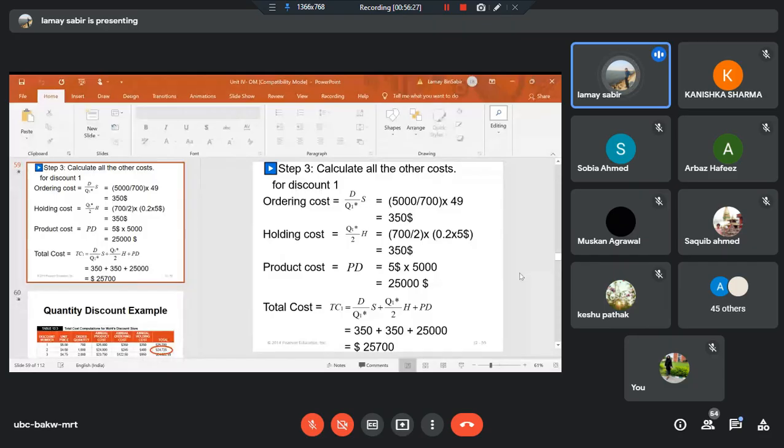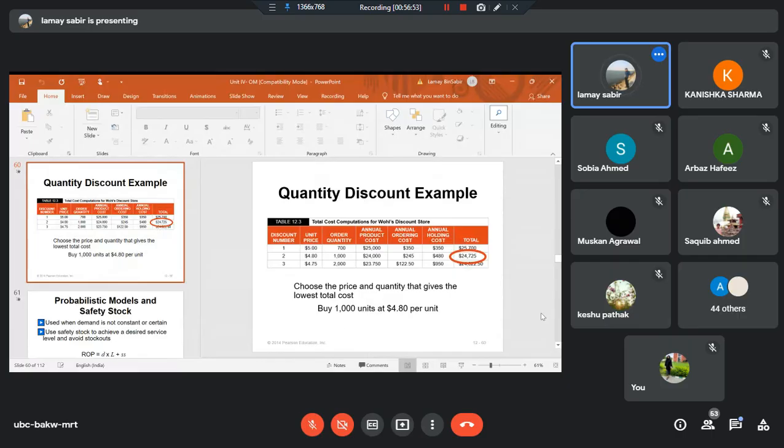So D by Q into S, ordering cost, holding cost, product cost, and the total cost is coming out to be this one. If you see, the total cost is this 25,700. This is the total cost for the first discounting scheme. Likewise, you have to calculate the total cost for all, and that is for the second. And once you do it, you will reach this table.